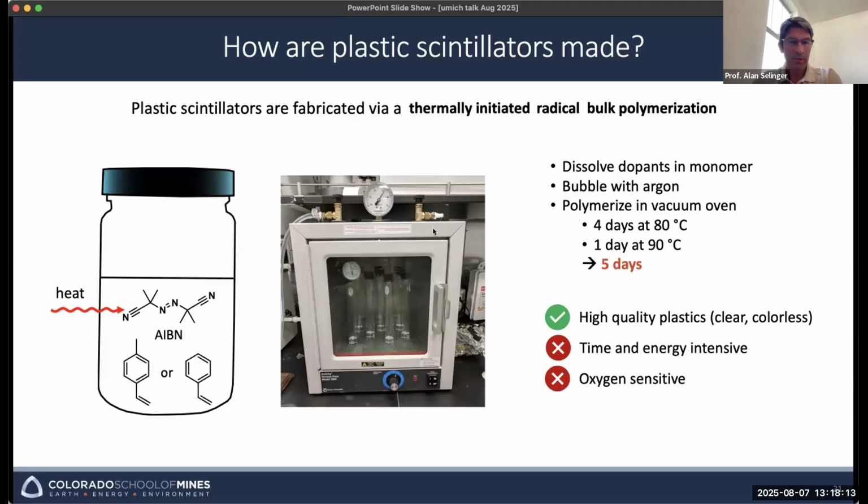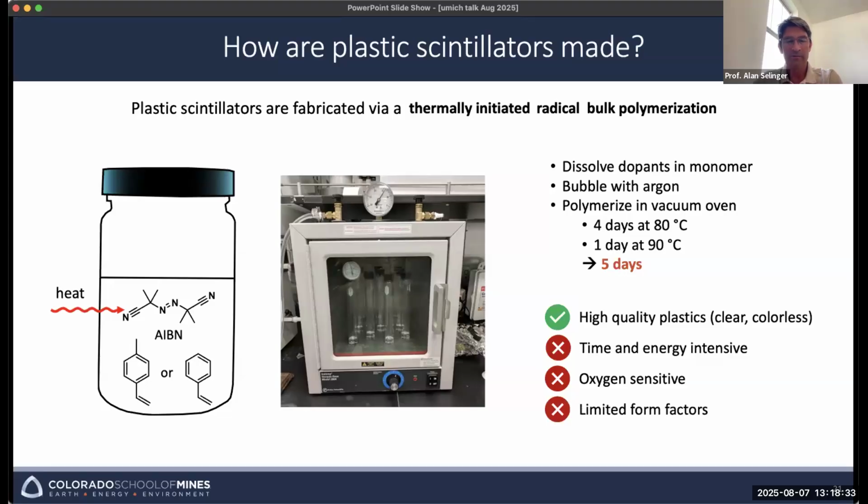Also, I didn't mention, but all of these glass jars need to be oxygen free. So all the polymerization needs to be done in an oxygen free environment. So you have to basically do some process to put nitrogen ambient in these glass jars.